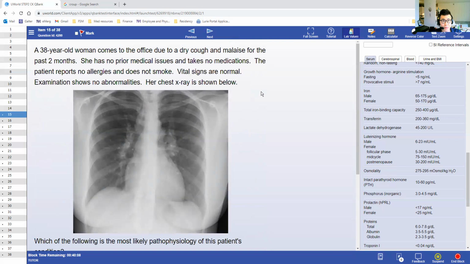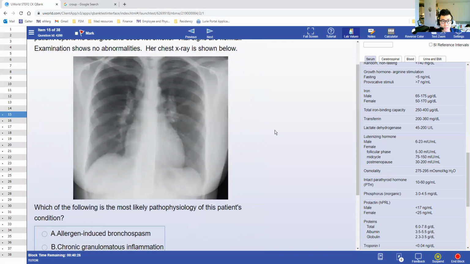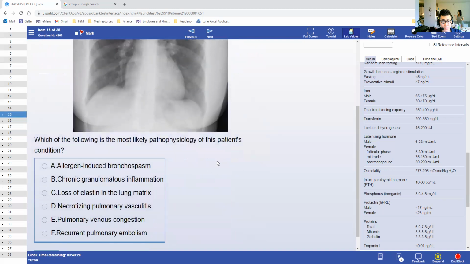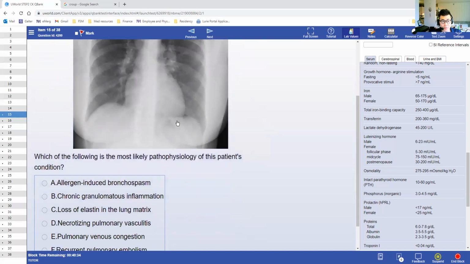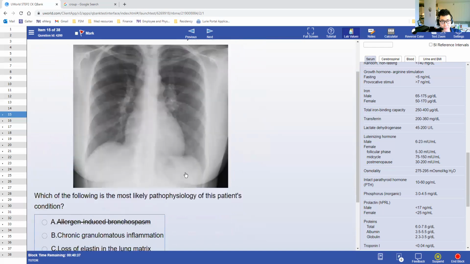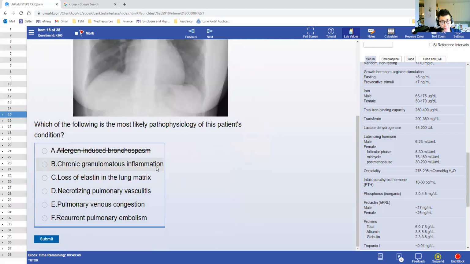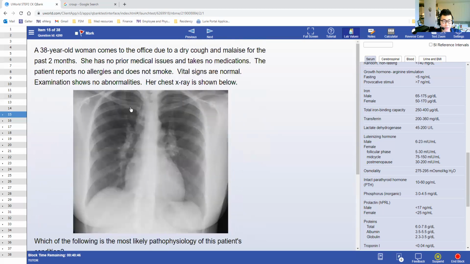Pathophysiology question. 38-year-old, dry cough, malaise, hilar adenopathy bilaterally. All right, so this is painting a pre-classic sarcoidosis picture to me. Let's go with the answer choices. Bronchospasm, no, you wouldn't have it for 2 entire months. Chronic granulomatous inflammation, yeah, kind of, yeah. Loss of elastin in the lung matrix. Loss of elastin, I think that gives you fibrosis, right?